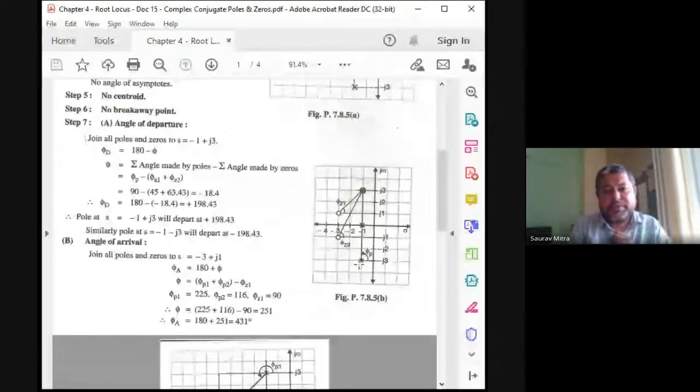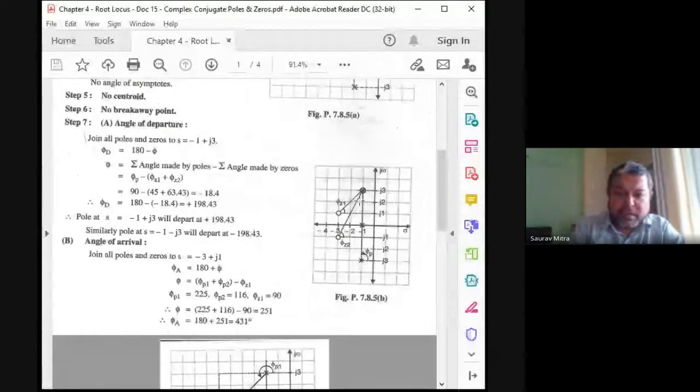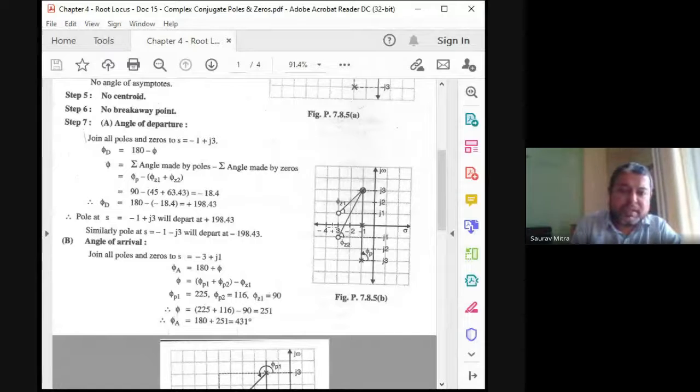So what we find is that apart from -1 plus 3j, there are two zeros. Okay, so these are the two zeros which are present. So join this -1 plus 3j with the first zero. Join this -1 plus 3j with the second zero, and there is another pole. So join this -1 plus 3j with the pole which is kept at -1 minus 3j.